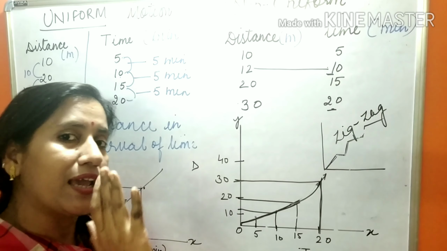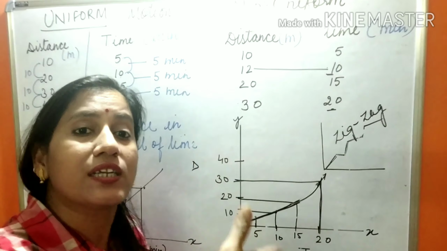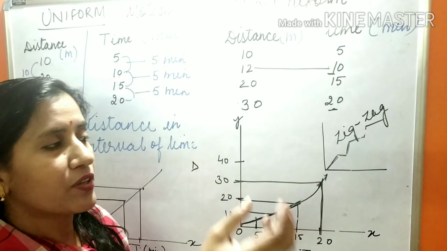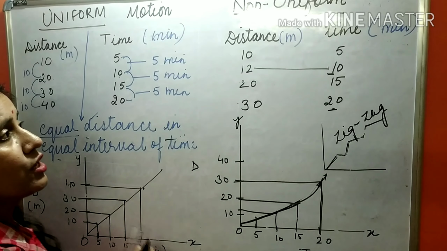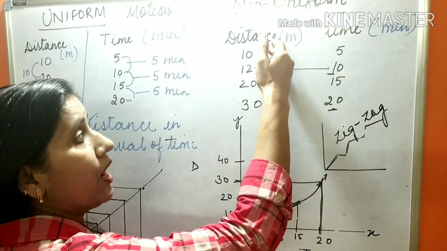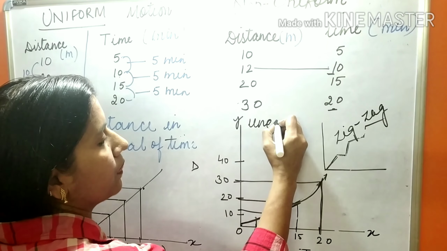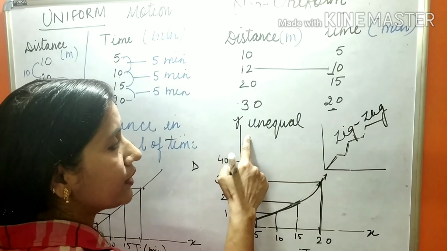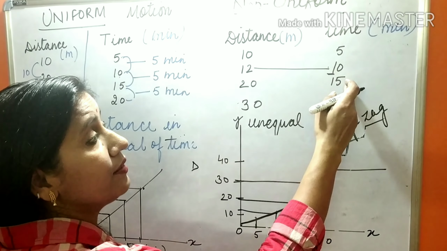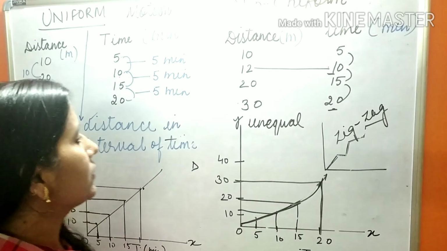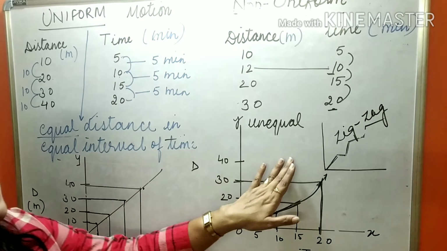टाइम इज इक्वल, टाइम बराबर दे रहे हैं, मगर ऑब्जेक्ट नहीं चल पा रहा। कभी वो स्लो चलता है, कभी वो फास्ट चलता है। नॉन यूनिफॉर्म मीन्स अनइक्वल डिस्टेंस। डिस्टेंस कैसे है, अनइक्वल, और नॉट कवरिंग इक्वल डिस्टेंस इन इक्वल इंटरवल्स ऑफ टाइम. So this is uniform and this is non-uniform.